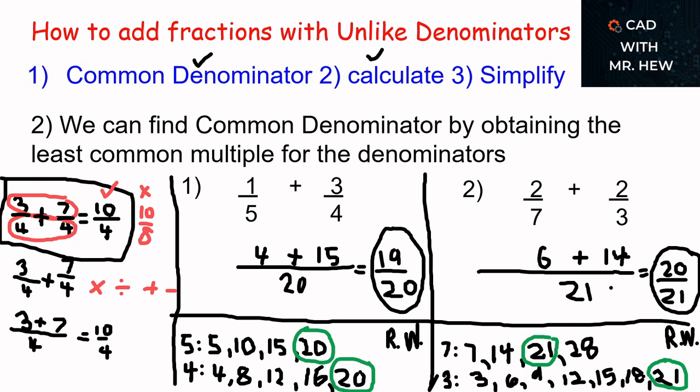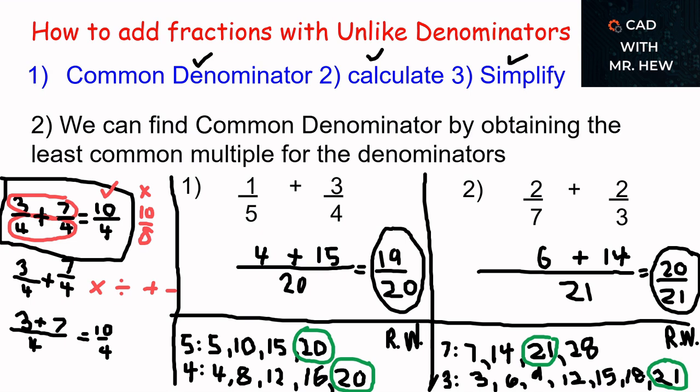Now, when we're working our math solution, we don't need to write the circle around the answer. I'm just putting it there to highlight it, to show that this is in its simplest form and the answer is finished, right? So we're going to come here, and it cannot be simplified any more, so we have finished with it. And this is how you would add fractions with unlike denominators.